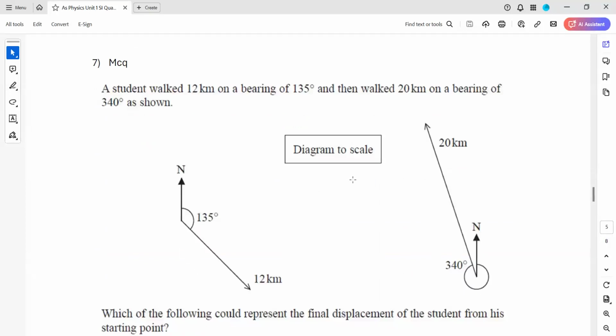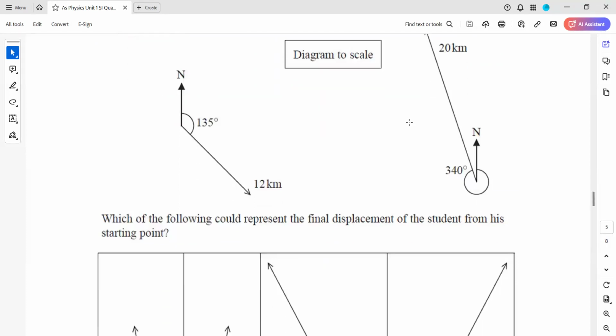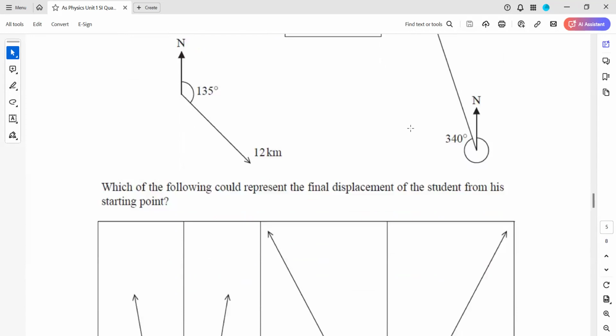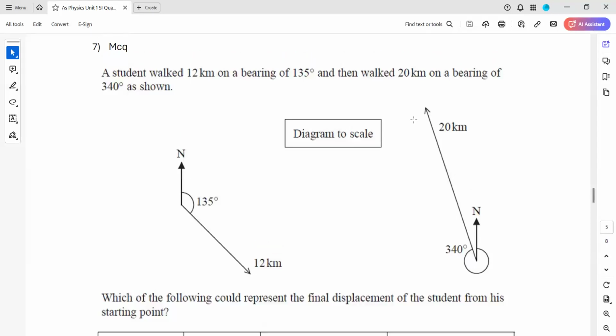The student walked 12 kilometers on a bearing of 135 degrees, then walked 20 kilometers on a bearing of 340 degrees, as shown. Which of the following could represent the final displacement? So we just have to add the vectors. Any one of them you can start with. For example, if we start with 12 first, and then 120, because we draw the first vector, then we draw the second vector.